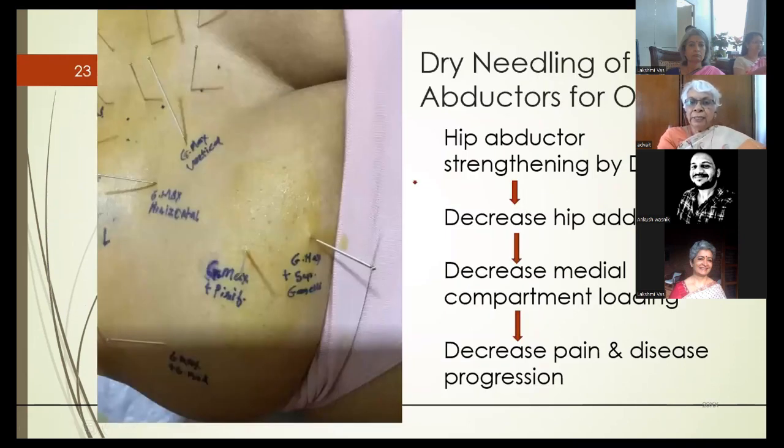Now, the abductors of the hip also need to be needled in cases of osteoarthritis. Because when you strengthen the hip abductors, it decreases hip adduction, it decreases the load on the medial compartment of the knee, and decreases pain and disease progression. So the gluteus medius is a very important muscle that needs to be needled in osteoarthritis. The other abductors are the vastus lateralis, the tensor fascia lata, and the gluteus minimus.